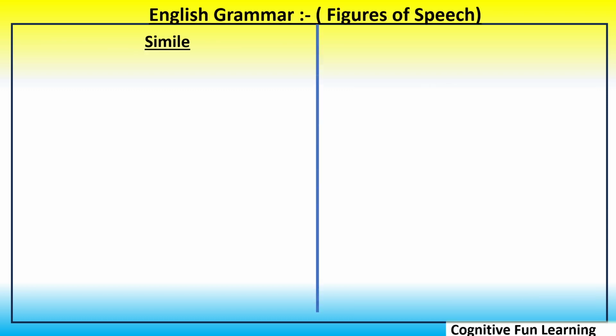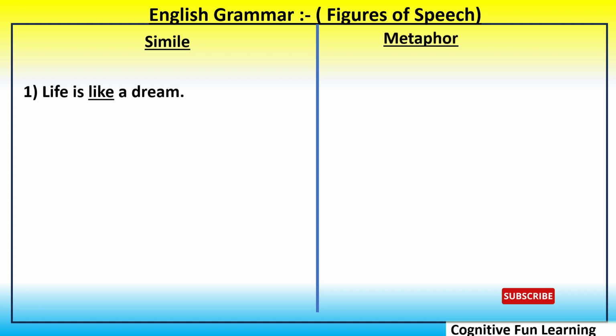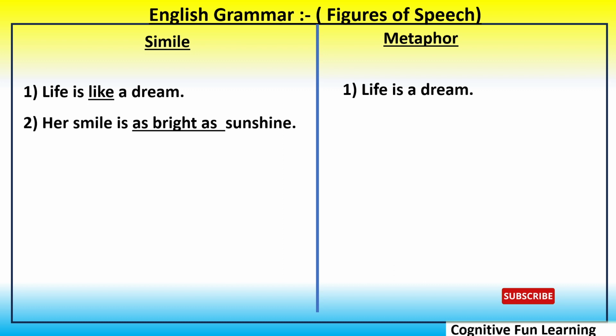Now let us see what is the difference between simile and metaphor. In simile, we say life is like a dream. But in metaphor, we say life is a dream. In simile, we say her smile is as bright as sunshine. But in metaphor, the same sentence becomes, her smile is sunshine.